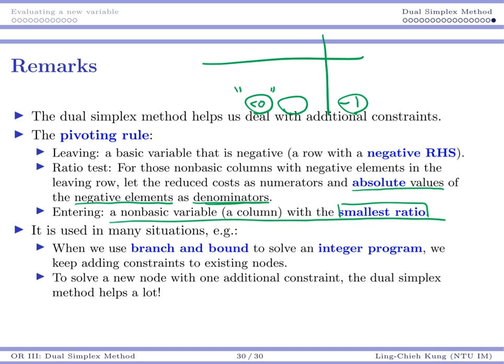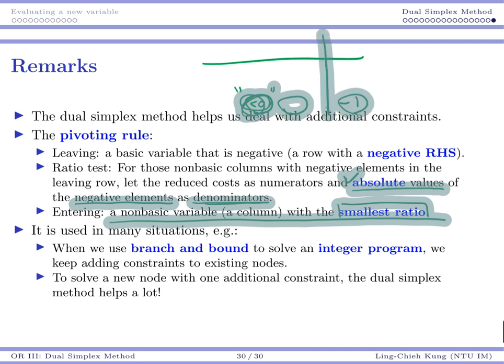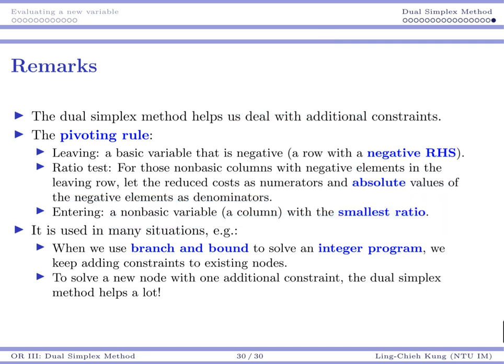Once you do that, the last thing to do is to choose a non-basic variable with the smallest ratio. So pretty much everything is the same as your primal simplex method. It's just that sometimes you look at a negative number. In primal, you look at a negative reduced cost. In dual, you look at your negative right-hand side. And then for the dual, you focus on negative denominators. But when you do the ratio test, don't forget to make it an absolute value. Then you're done. You may try this for a few examples by yourself, and then you will see how it works.